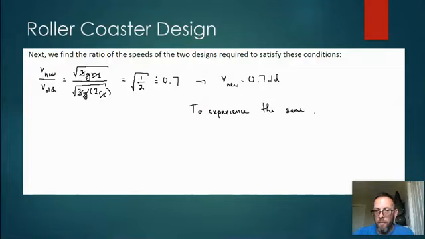So to experience the same Fn equals 2 mg, which I'll just call, in general, the same thrill of ride, the new coaster only has to go 70% as fast.